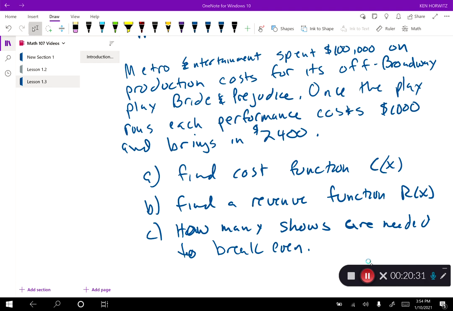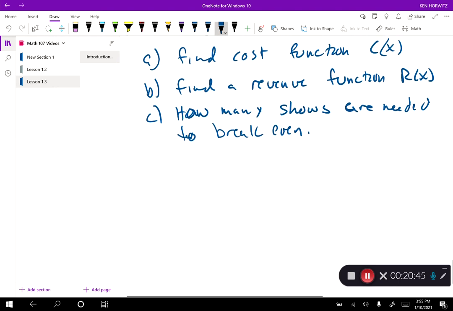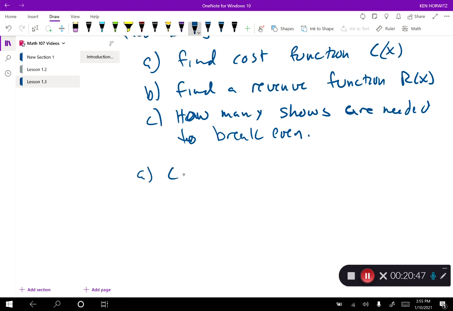All right. So for my cost function, I'm going to use this $100,000, and I'm going to use that $1,000, because those are the things that go into the cost. $1,000 per show, and I'm going to call each show x, plus $100,000 to make the shows to begin with. There's my cost function.